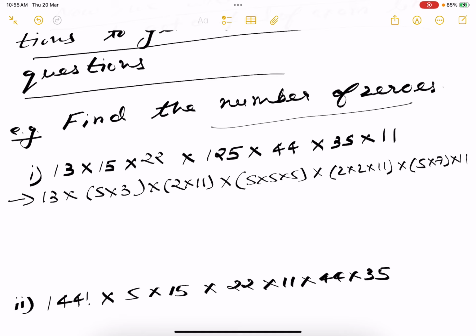Now let's see if the number of 2's is more or the number of 5's is more. The number of 2's is 1, 2, 3, and the number of 5's is 1, 2, 3, 4 and 5. So the number of 2's is less, so we'll go with the number of 2's. The number of 2's is 3, so it will give rise to 3 tens, which means 3 zeros.